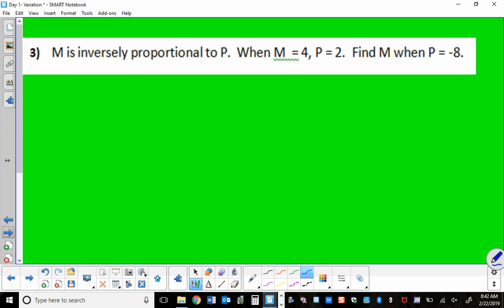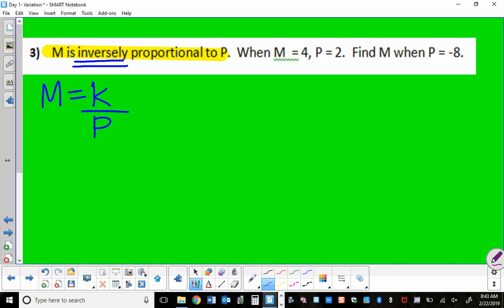Let's look at my example. All right, when I read this, M is inversely proportional to P. This is step 1, to make my equation. What variable do I have first? M equals what? What's next after my equal sign? Okay, and because it says inversely, I'm going to divide, with P under my division symbol. Okay, that's how we explain that. M is inversely proportional to P. Because it says inverse, I know I have to divide.